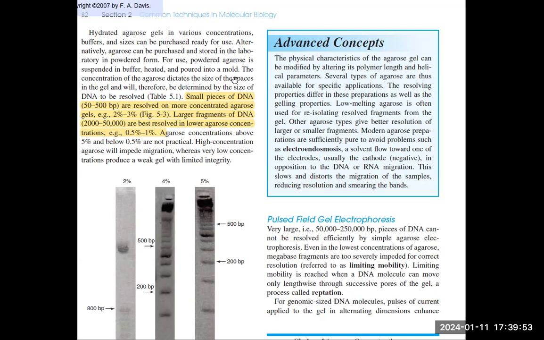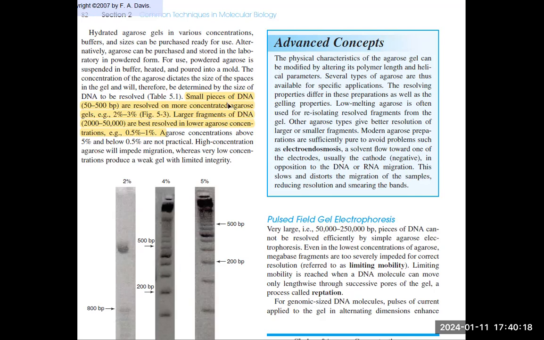And always remember that the agarose concentration is determinant of the size of the spaces in the gel. So we can make two concentrations: a more concentrated agarose and an agarose with a lower concentration. Which one is for what piece of DNA?